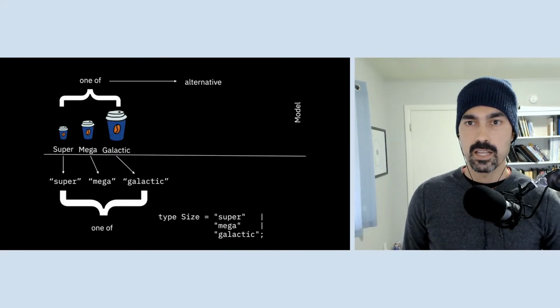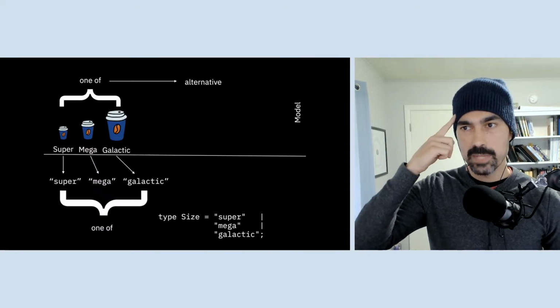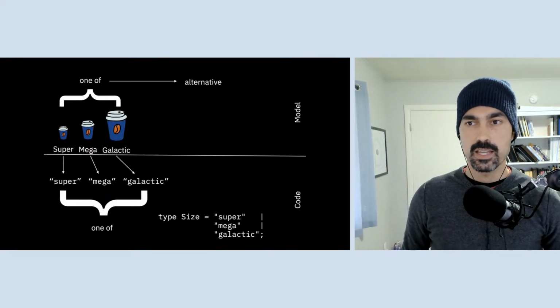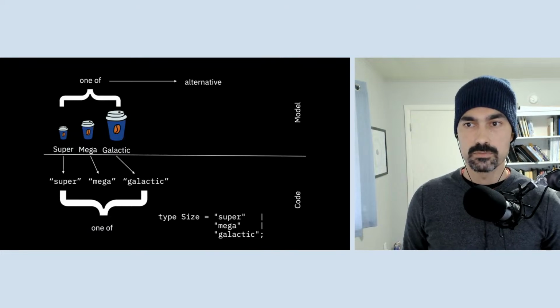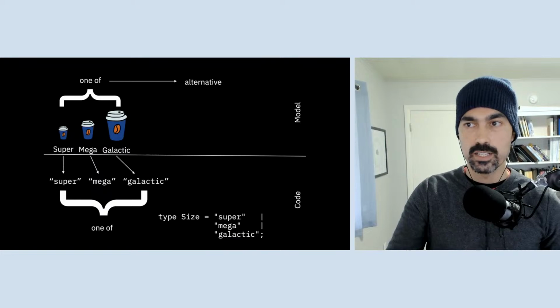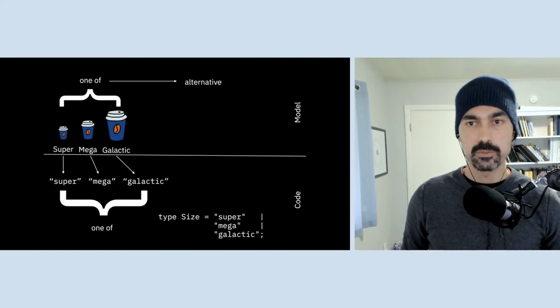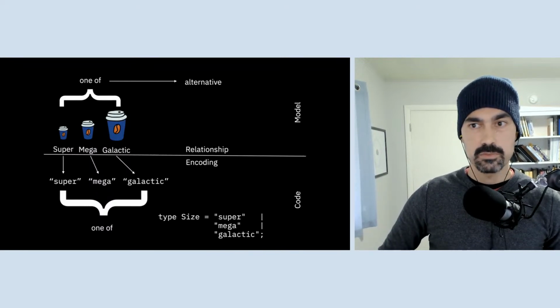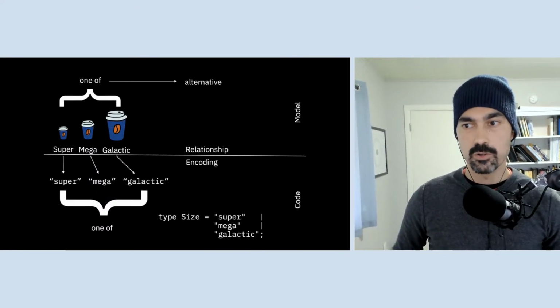Everything above the line is the model. It's the idea we have in our head of how this is supposed to work. And below that, we have code. So we've taken this model from our head and we've encoded it into our programming language. Above, we've found the relationship, and then we've made an encoding for that.